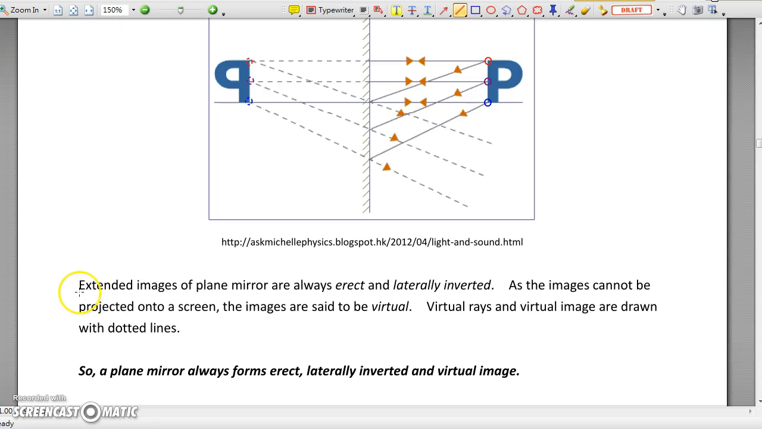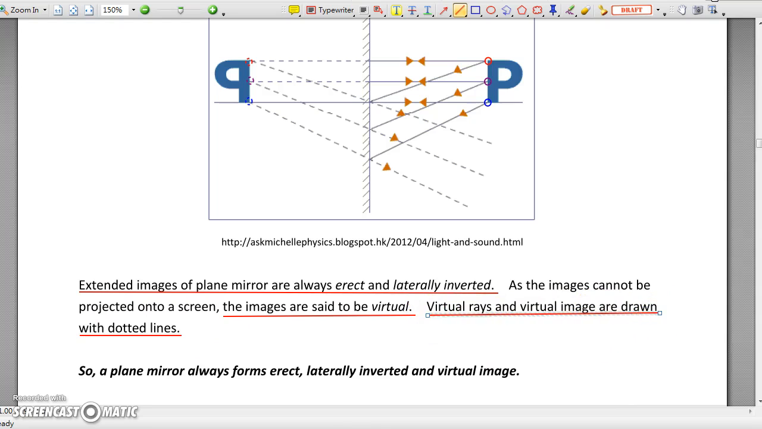As you can see, the images formed by a plane mirror are always erect and laterally inverted. By the way, the image can never be projected onto a screen. That kind of image is called a virtual image. And when you are drawing virtual rays, they should be drawn with dotted lines, just like what we have shown you above.